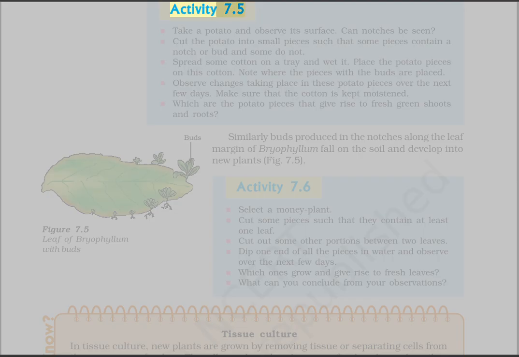Activity 7.5. Take a potato and observe its surface. Can notches be seen? Cut the potato into small pieces such that some pieces contain a notch or bud and some do not. Spread some cotton on a tray and wet it. Place the potato pieces on this cotton. Note where the pieces with the buds are placed. Observe changes taking place in these potato pieces over the next few days. Make sure that the cotton is kept moistened. Which are the potato pieces that give rise to fresh green shoots and roots? Figure 7.5: Leaf of bryophyllum with buds.